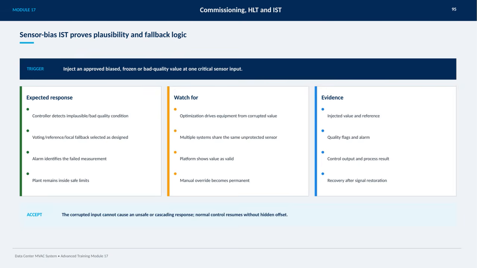safety. Evidence of the system's proper response includes the injected value and reference, visible quality flags and alarms, the control output, and the final process result. Also critical is the system's ability to recover promptly once the original signal is restored. The ultimate goal is clear. The corrupted input cannot cause any unsafe or cascading response, ensuring that normal control resumes without any hidden offset or lasting error. This confirms that our safety and fallback mechanisms work effectively under challenging conditions.